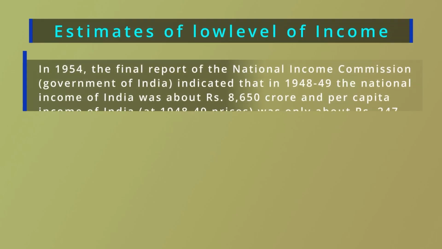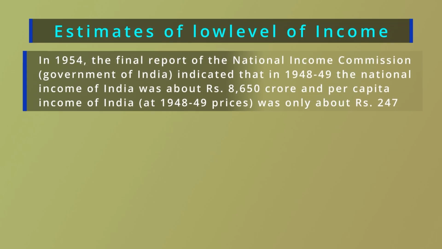An estimation indicates that during 1948-49, the national income of India was only to the tune of 8,650 crore, and the per capita income of India in 1948-49 prices was only 247 rupees. That is about 20 rupees per month, which was very low compared to any acceptable standard of per capita income throughout the globe.